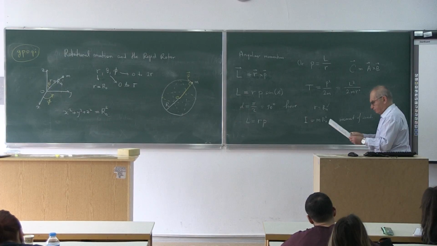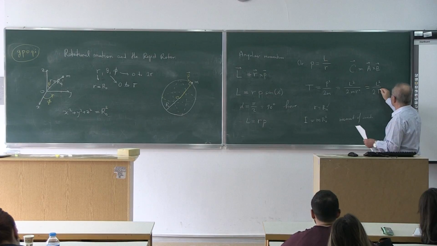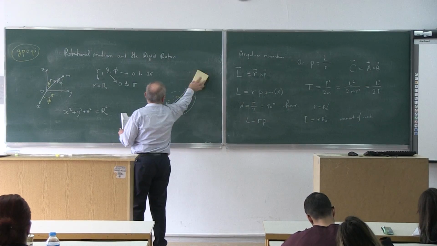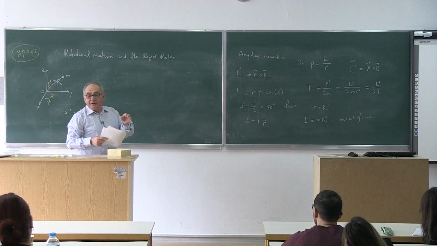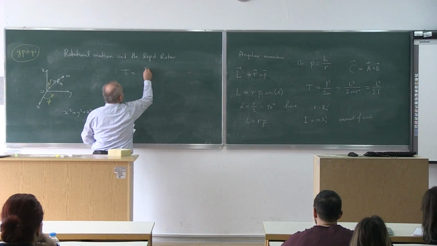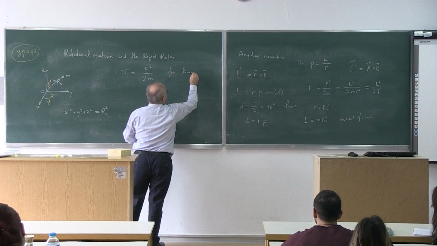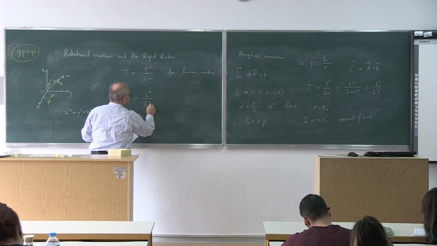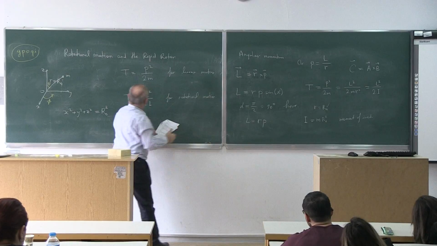So that we may write this expression as L squared over 2I. Note the similarity between this and the expression for kinetic energy using linear momentum. This is for linear motion. The kinetic energy for rotational motion is written like this. For rotational motion, very similar.